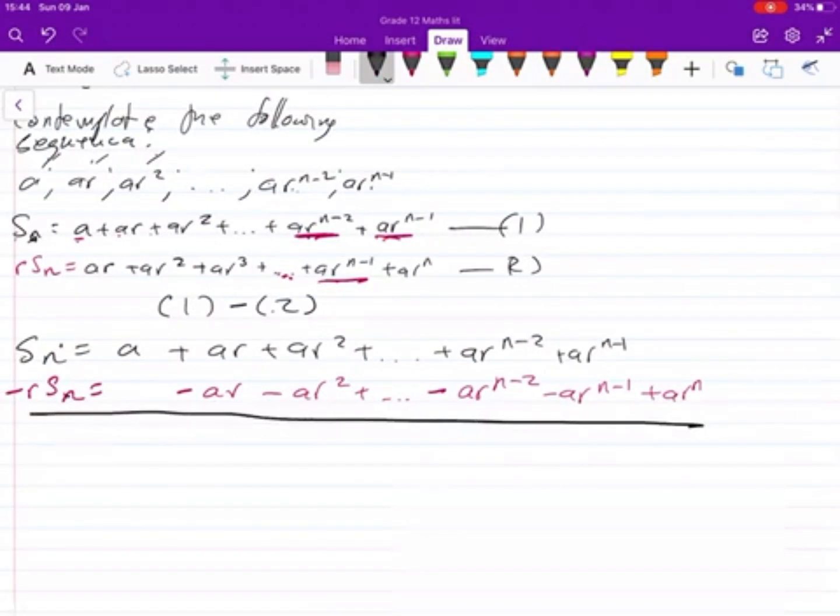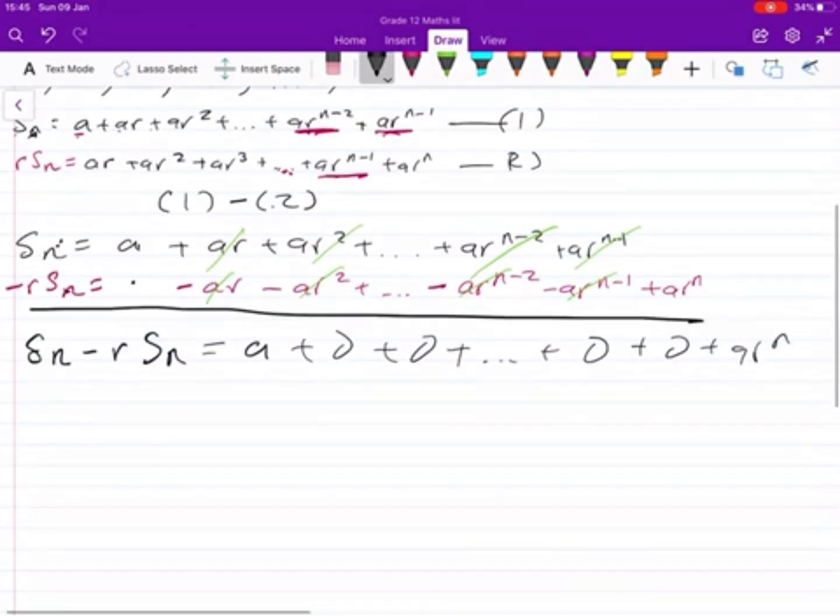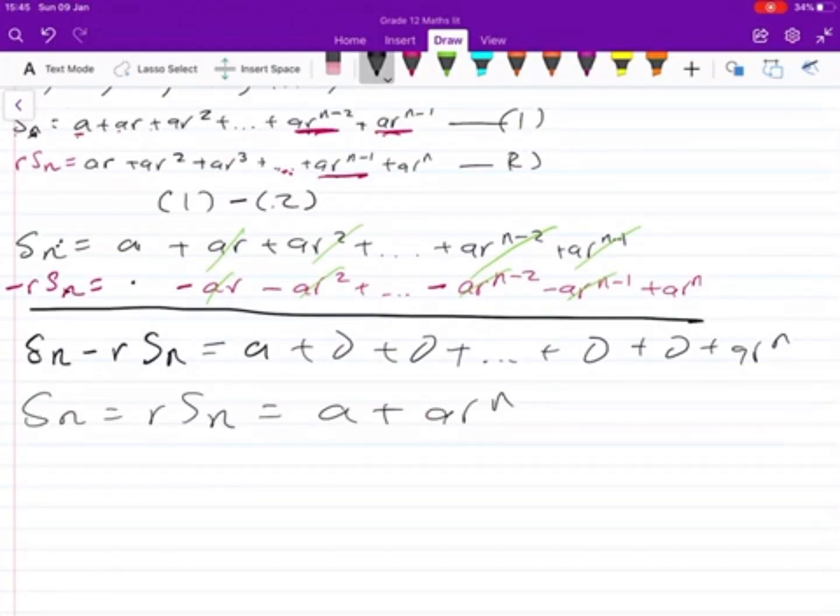Now this and this is Sn minus R Sn. This and this gives us A. Notice this and this will give us 0. This and this will give us 0. This and this will give us 0, dot, 0. This and this will give us 0. And then, of course, this is ARn. Okay, so this is Sn equals A plus ARn.